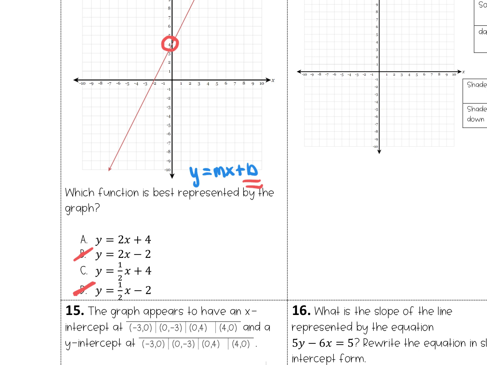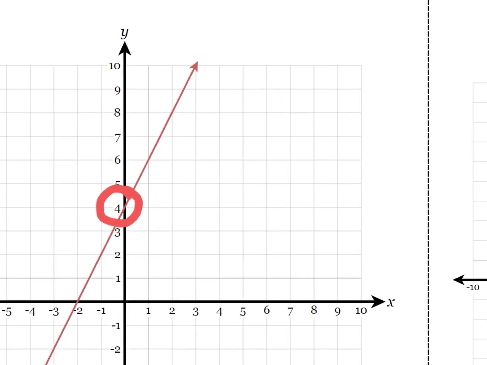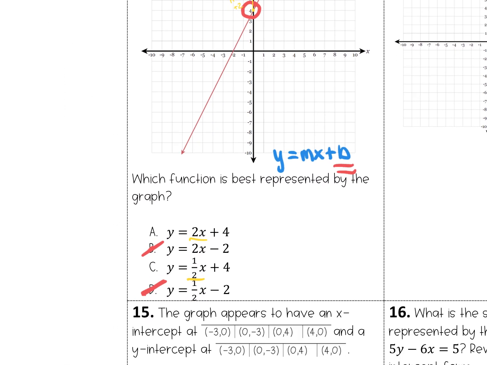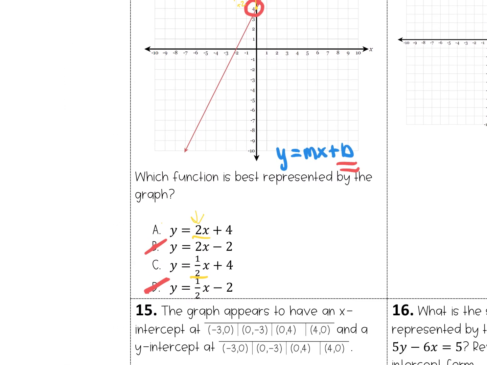Now if you notice, what's different between these two equations is my slope. So let's go count my slope. If I have a dot right there, and here's another dot, my rise is up 2, and my run is over 1. So when I do rise over run, I get 2 over 1, which is just 2. So my slope, my m, should be 2. I should have a 2 out front, so it has to be letter A.